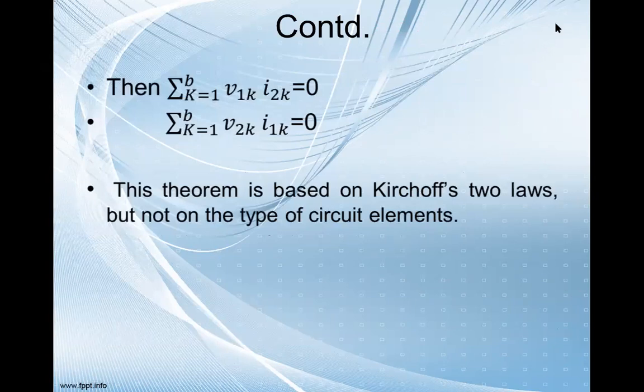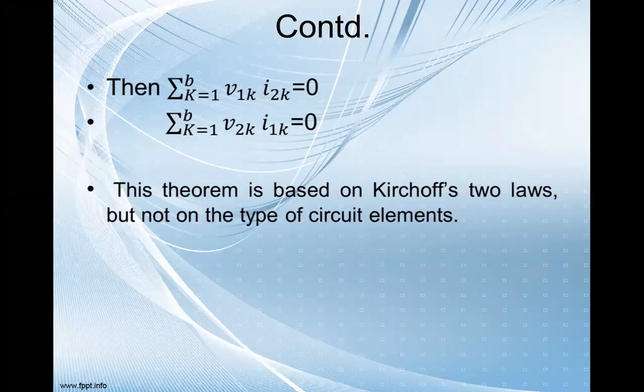So mathematically, if in any network there are b number of branches, the summation of k equal to 1 to b, where k equal to 1 is the first branch up to the branch b, of v1k into i2k equals 0. Here v1 is the voltage of the first network and i2 is the current of the second network. The product of these two will be equal to 0. Similarly, the summation of k equal to 1 to b of v2k into i1k equals 0.